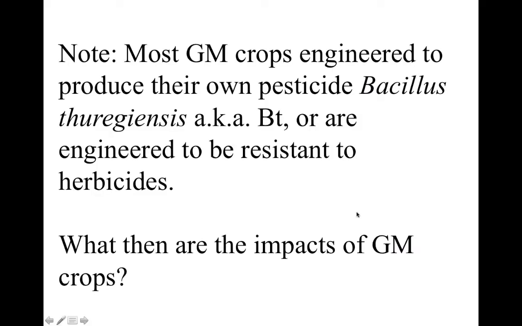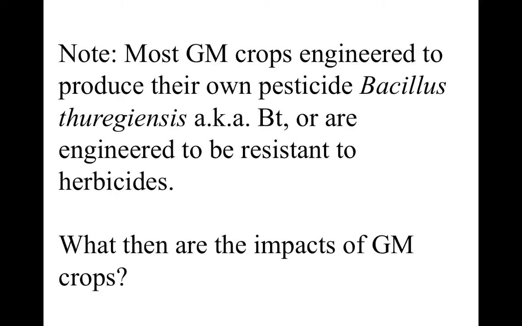Okay, so an important part of GMOs is that most GM crops are engineered to produce their own pesticide, called BT. By altering the genes of these crops, they can have them produce their own pesticide, BT. And like we said before, a lot are made to be resistant to herbicides.